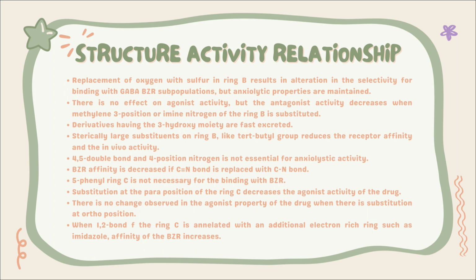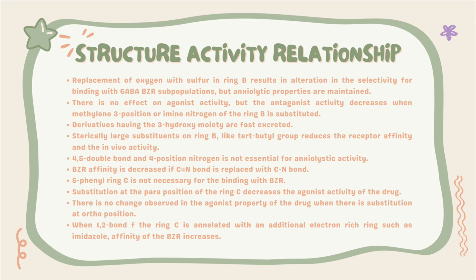There is no effect on agonist activity, but the antagonist activity decreases when the methyl 3 position or imine nitrogen of the ring B is substituted. Derivatives having a 3-hydroxy moiety are fast excreted. Sterically large substituents on ring B, like the tert-butyl group, reduce the receptor affinity and the in vivo activity. The 4,5 double bond and 4-position nitrogen are not essential for anxiolytic activity.